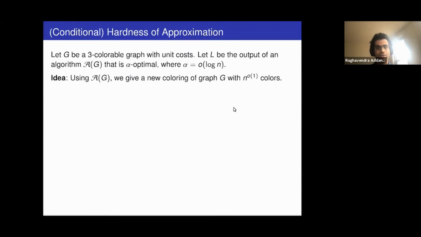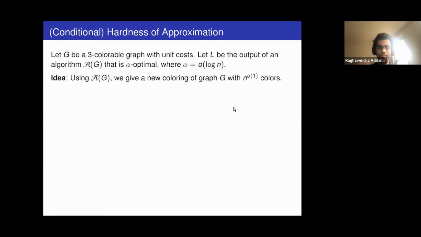I'll briefly describe the sketch for this proof. The reason it's pretty simple. So let's consider a 3-colorable graph with unit costs. So the cost of every node is 1. Let L be an output of our algorithm A of G, that is alpha optimal. We prove by contradiction, so we assume that alpha is little o of log n.